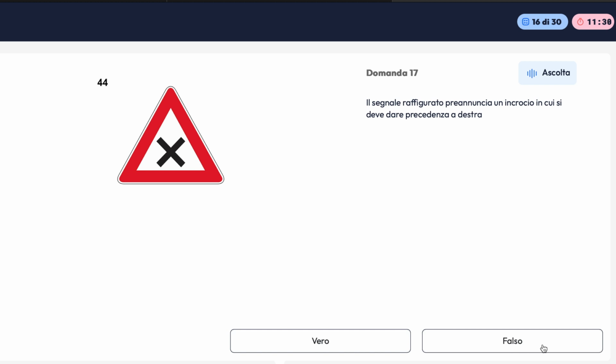17. Il segnale raffigurato preannuncia un incrocio in cui si deve dare precedenza a destra. Vero. The question says this sign tells you that you are at that junction where you need to give right to the vehicle coming from the right side of the road, which is vero.